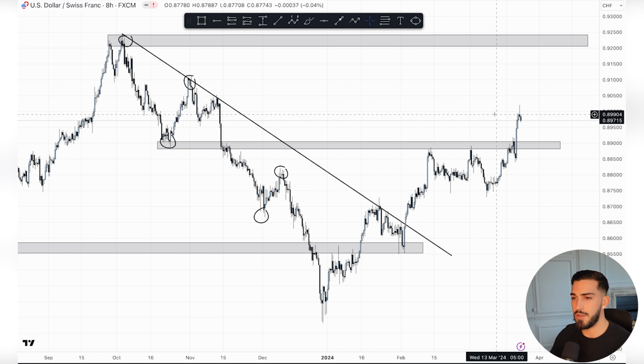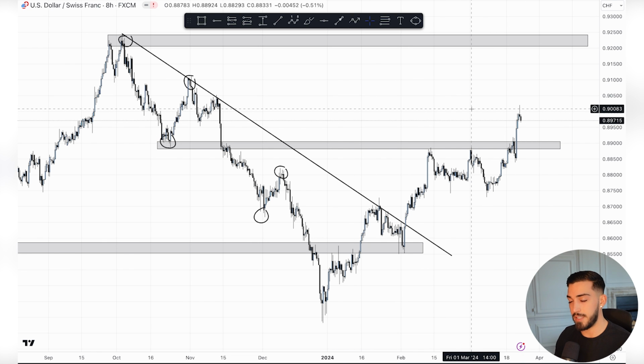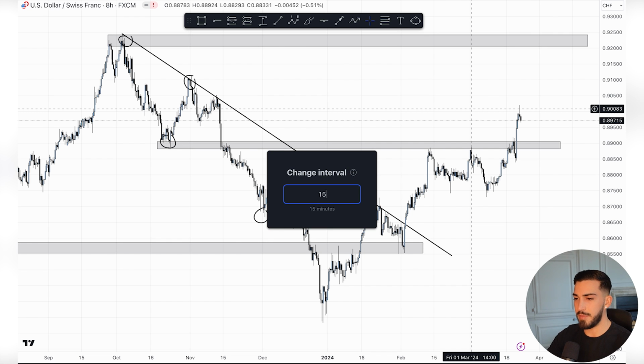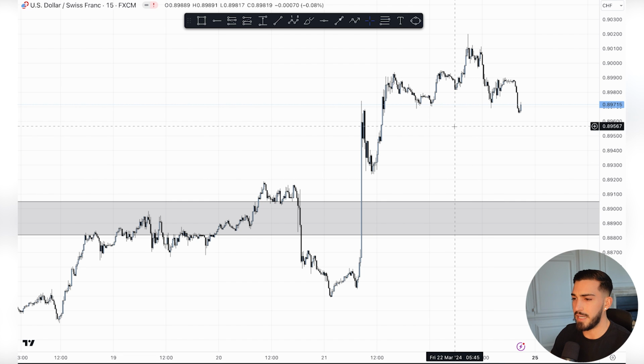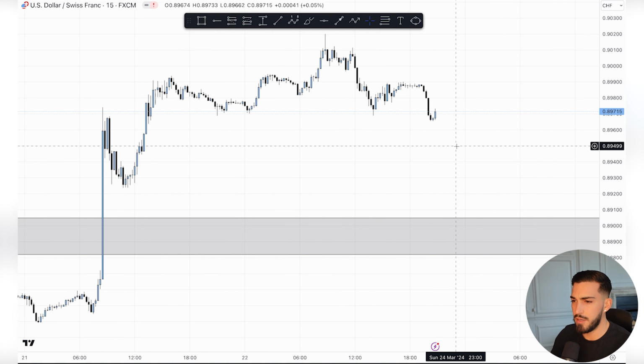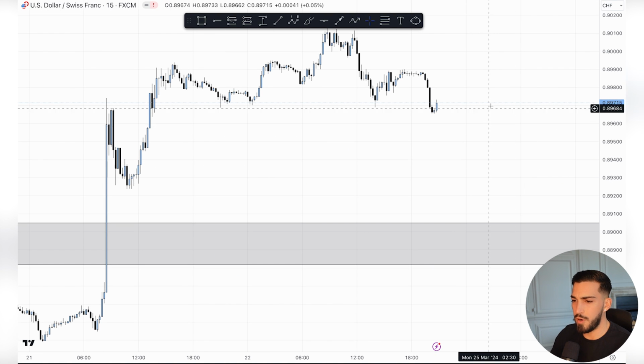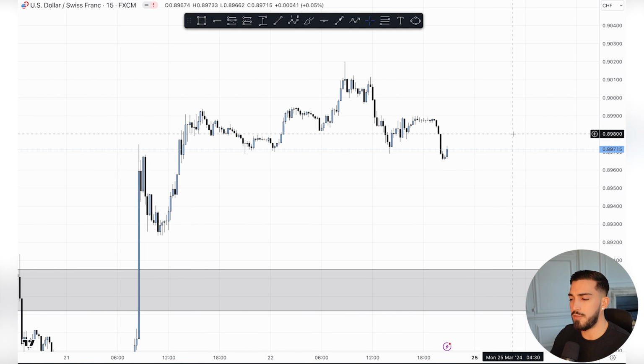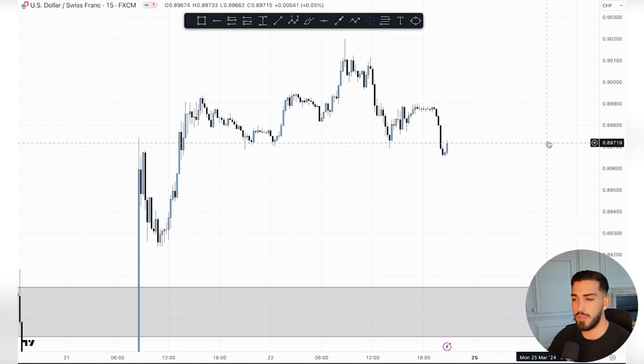And we're going to drop down to the lower time frames now to see what's going on and see if we can catch a position back down into that low point. So I'm going to be dropping down to the 15-minute time frame, and this is where we are currently at. So what am I looking for?